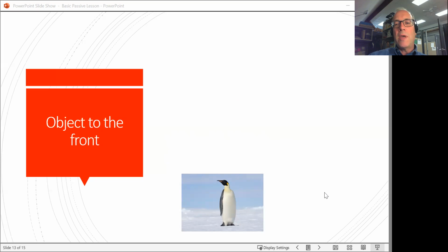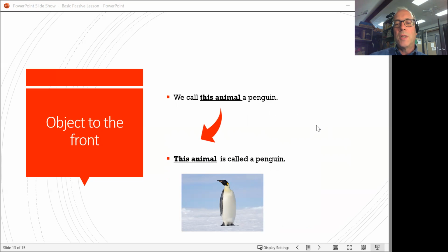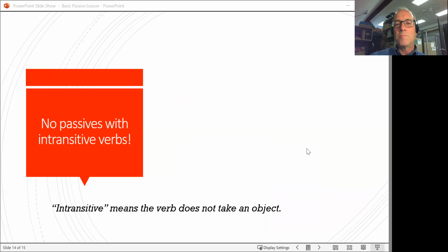The other thing we do when we make a passive is we take the object. So look at this sentence. We call this animal a penguin. This animal is the object. So in an active sentence, we have an object, but for a passive sentence, we will move that object to the front, to the subject position. This animal is called a penguin. Again, it's the same meaning, but one is active and this one is passive. So you know how to do it, right?